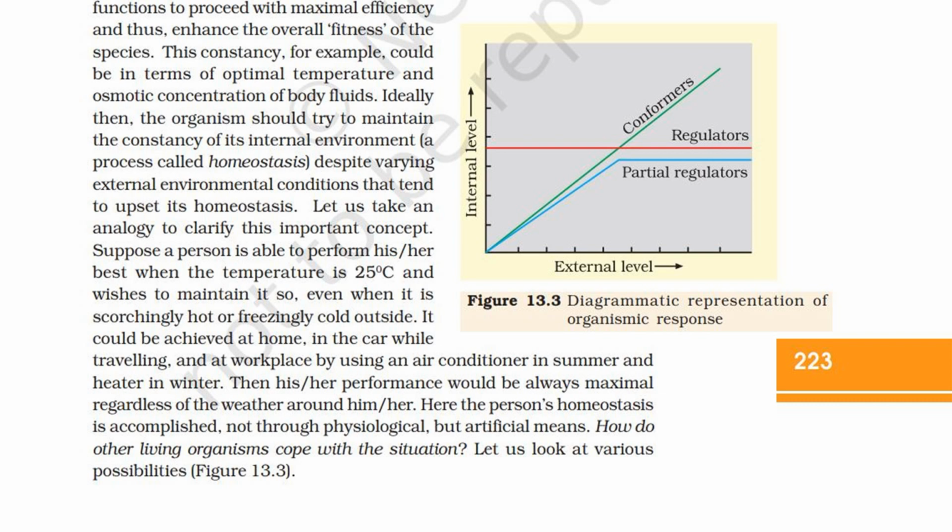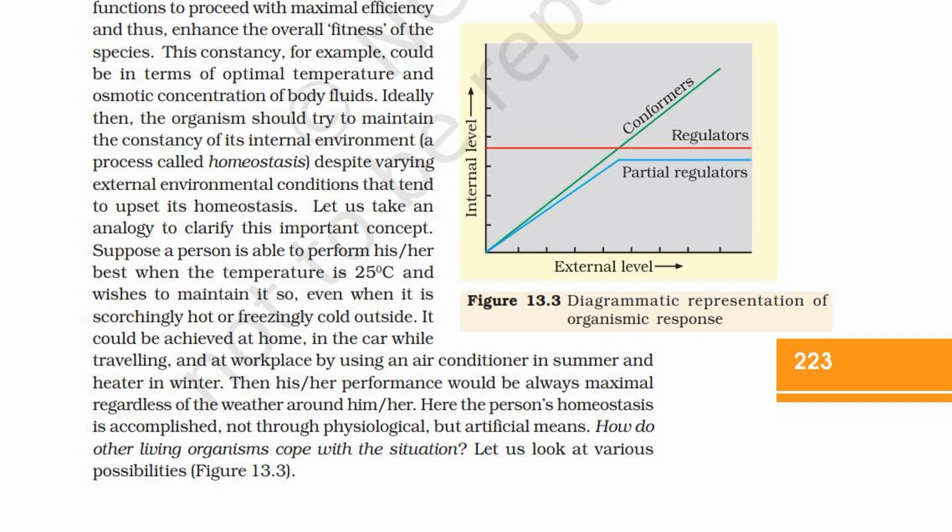This constancy, for example, could be in terms of optimal temperature and osmotic concentration of body fluids. Ideally then, the organism should try to maintain the constancy of its internal environment, a process called homeostasis, despite varying external environmental conditions that tend to upset its homeostasis. Let us take an analogy to clarify this important concept. Suppose a person is able to perform his or her best when the temperature is 25 degrees Celsius and wishes to maintain it so, even when it is scorchingly hot or freezingly cold outside.